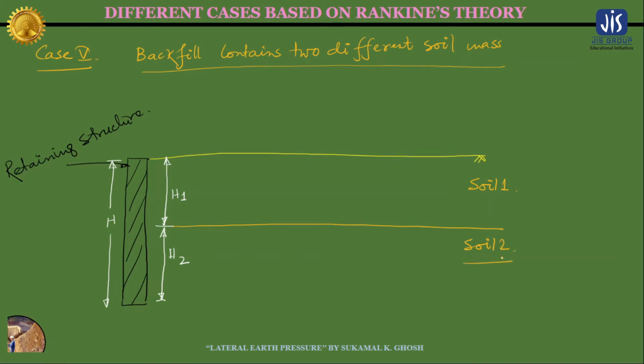Let me consider the unit weight of soil 1 is gamma 1, the angle of shearing resistance for soil 1 is phi 1, and the coefficient of active earth pressure for soil 1 is Ka1. In the same way for soil 2, the unit weight is gamma 2, the angle of shearing resistance is phi 2, and the coefficient of active earth pressure is Ka2.